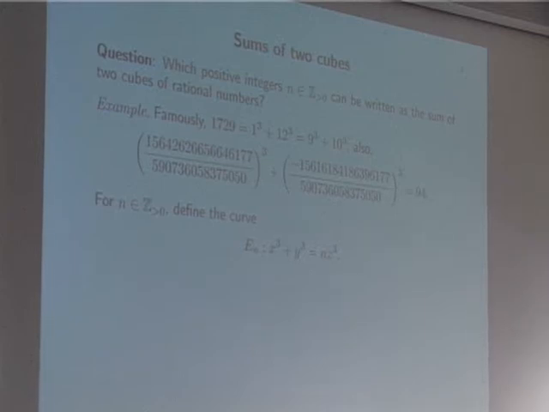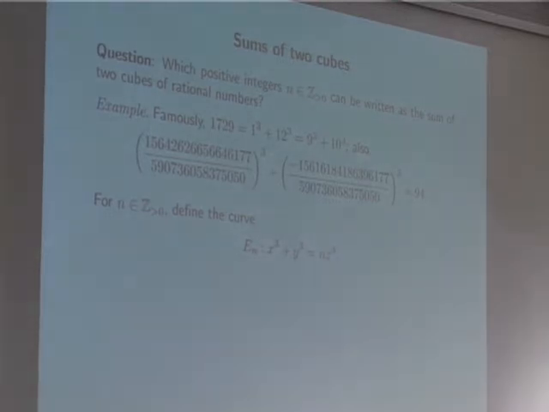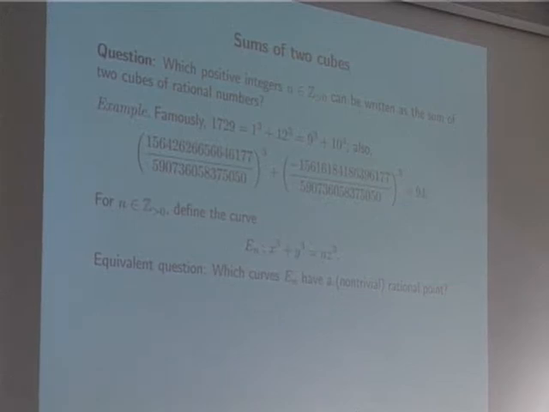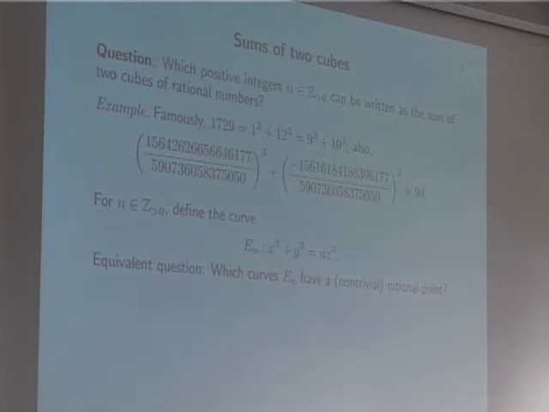We're all good arithmetic geometers here. For n a positive integer, we define the curve E_n, which is x^3 + y^3 = nz^3. That's a projective equation for the curve E_n. An equivalent question is which curves E_n have a non-trivial rational point. There's a trivial point where z is equal to 0, and x is 1 and y is minus 1, or vice versa, which define the same projective point. We want to know when there is a non-trivial rational point, one with z not equal to 0.